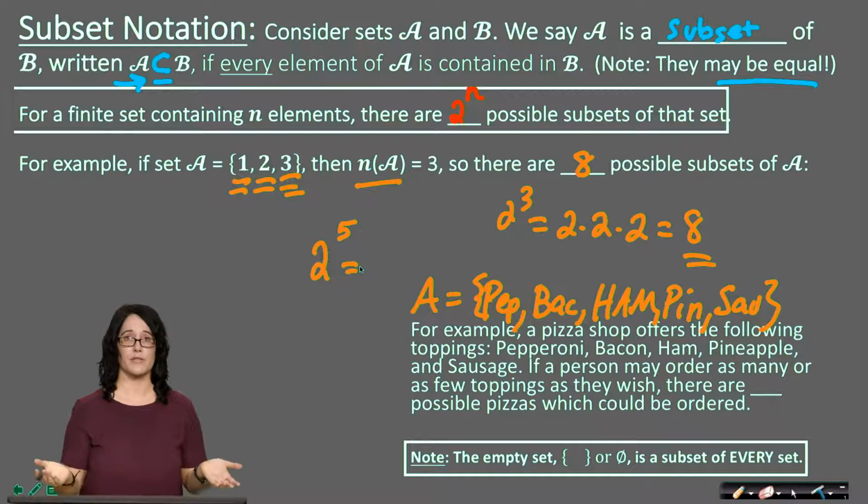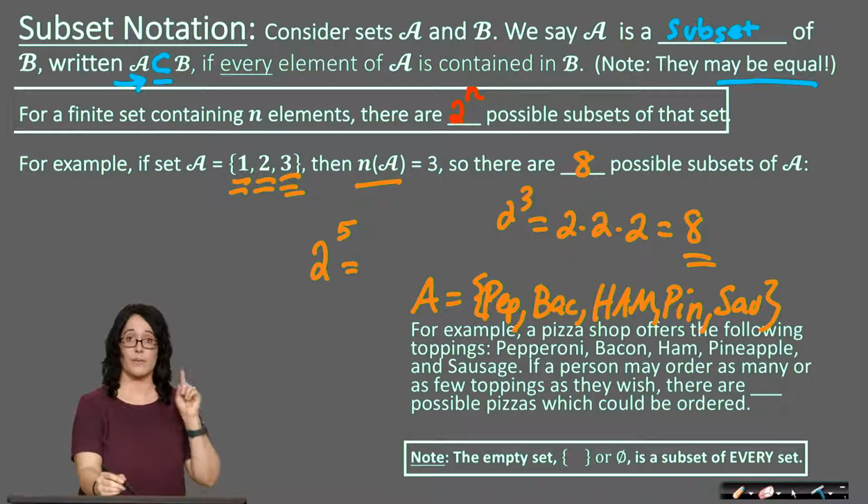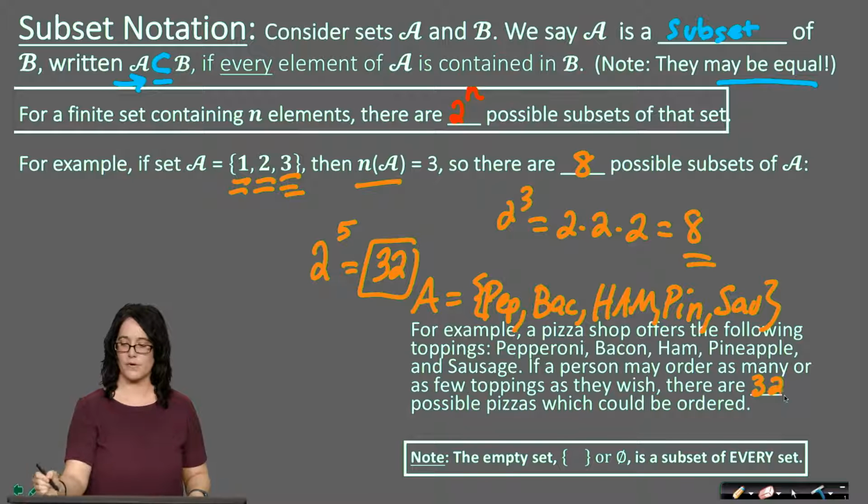And again, you're welcome to use a calculator. Any scientific calculator would have a power option for you. Or you could multiply 2 times 2 times 2 times 2 times 2, 5 times. And you should get 32. So there would be 32 different pizzas.